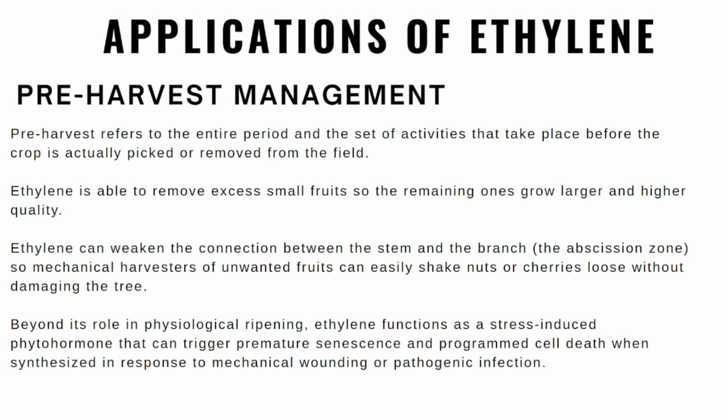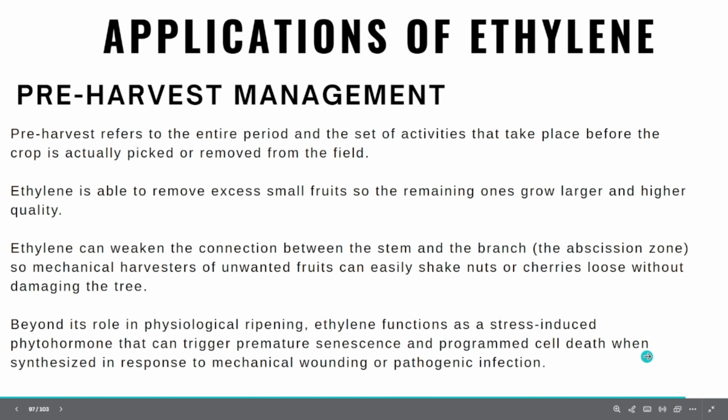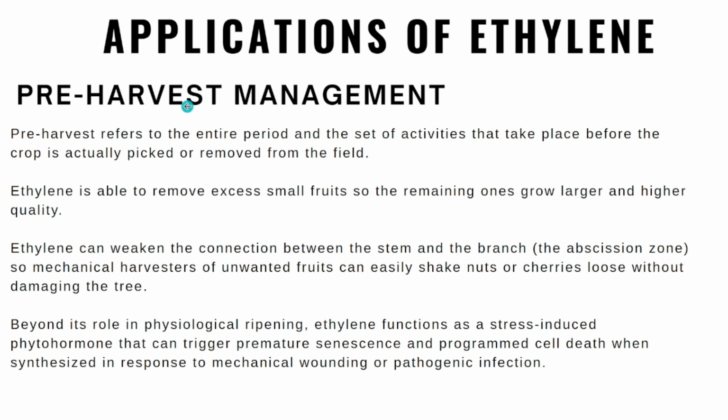Okay, next is pre-harvest management. Normally this refers to the entire period and the set of activities that take place before the crop is actually picked or removed from the field. This is the agriculture management we call pre-harvest, because we want ethylene to remove the excess fruit, so the remaining ones grow larger and of higher quality. In one tree actually there are many fruits, but some of the fruits cannot grow very well.